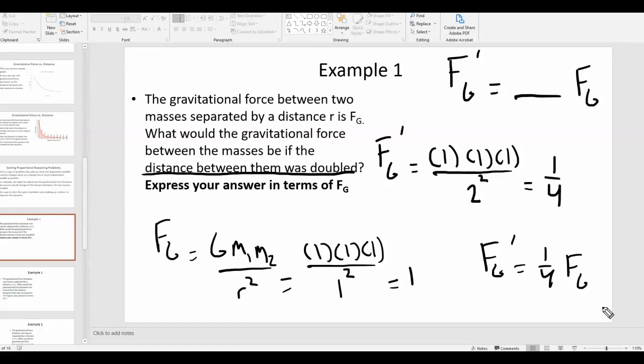We're going to do 1 or 2 more examples of this type of problem so that you understand how to do it. Pause there if you need to look at that some more. The answer to the question, by the way, just to be clear, would be this. Anytime it says express your answer in terms of Fg, that means your answer should have Fg in it. So the answer to the question is 1/4 times Fg. In other words, 1/4 of the original force.